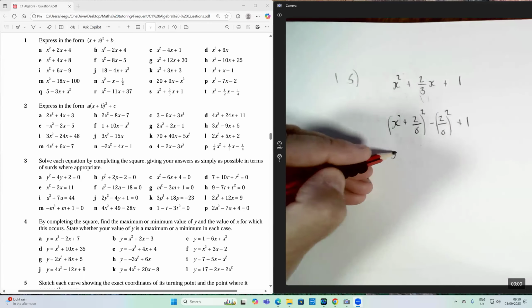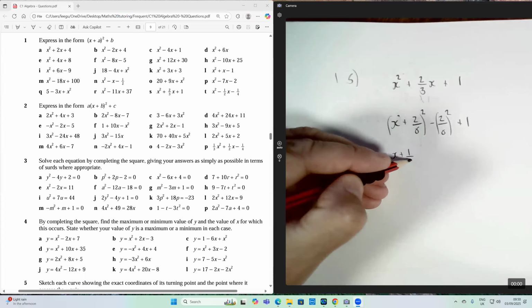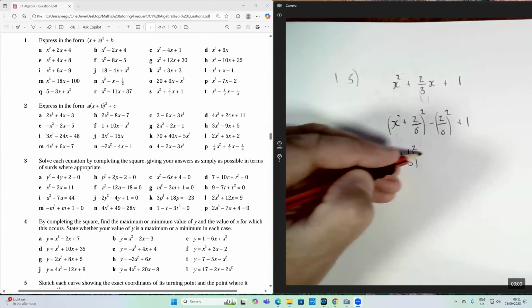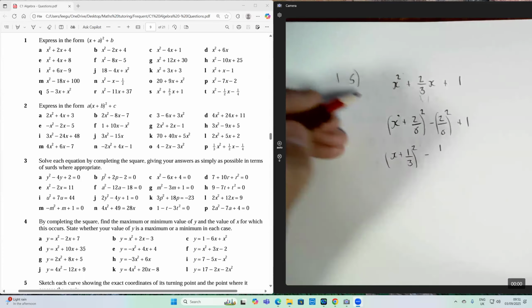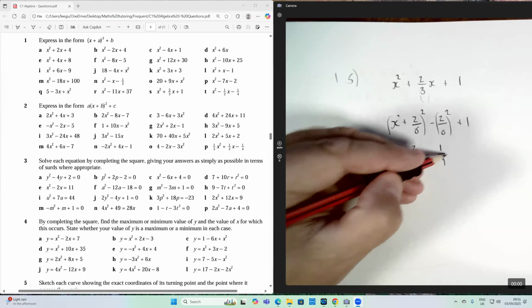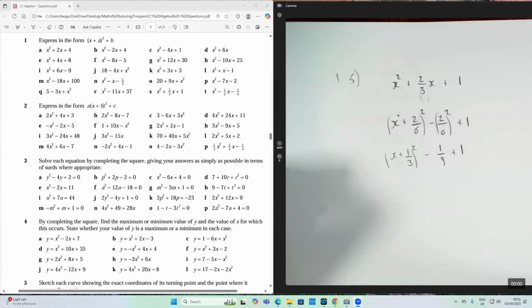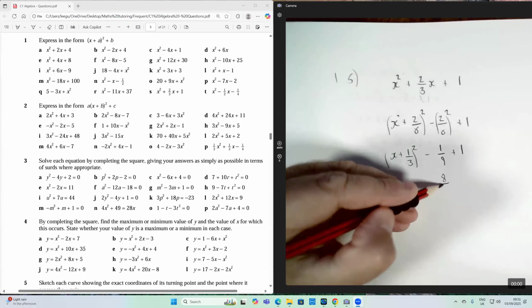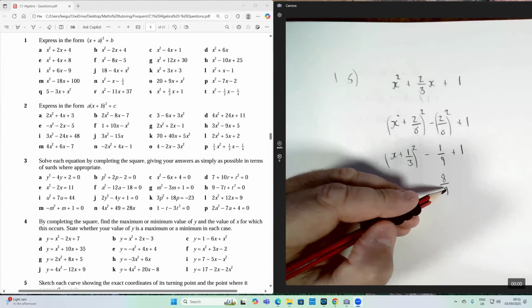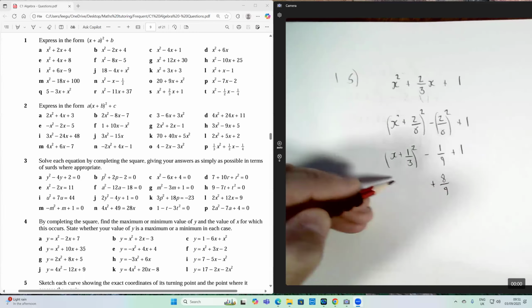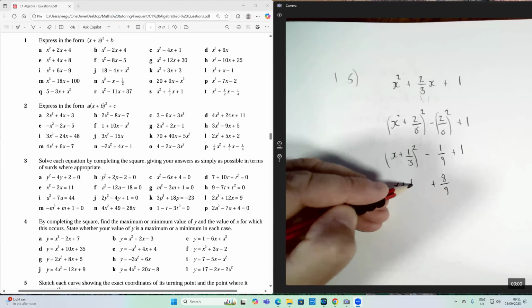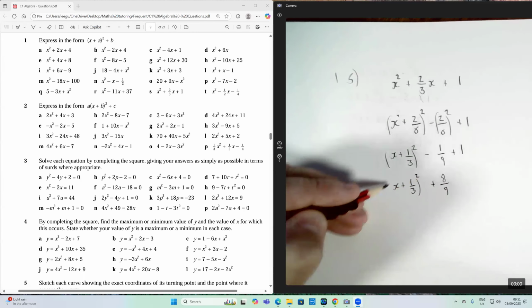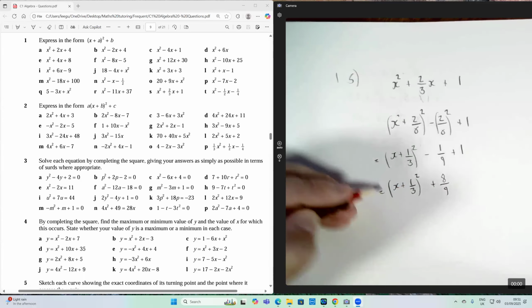And then that 2/6 is just going to be a third. So we've got (1/3)² subtracted, which is going to be 1/9. And then we're going to add 1 to that. And then we're now going to just combine that in order to get our final answer. So that is going to be 8/9 there. So that is going to be plus 8/9. So (x + 1/3)² + 8/9.